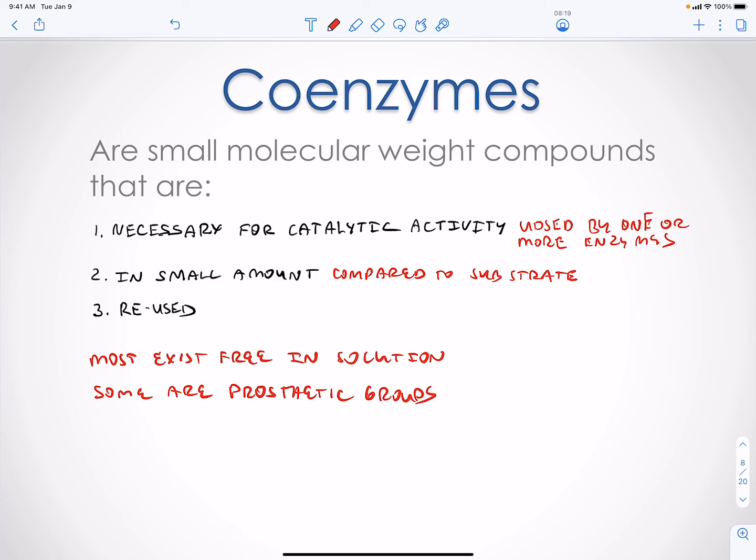And then they're going to act as transporters of a chemical group from one reactant to another. And so they're basically going to carry groups, and they're going to donate the groups. And so you'll see that our coenzymes are going to bind not only to the enzyme, but they're also going to bind at a different site to the actual substrates.